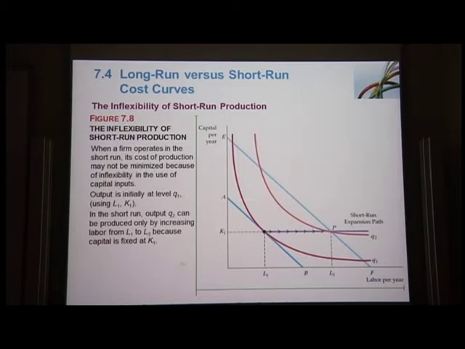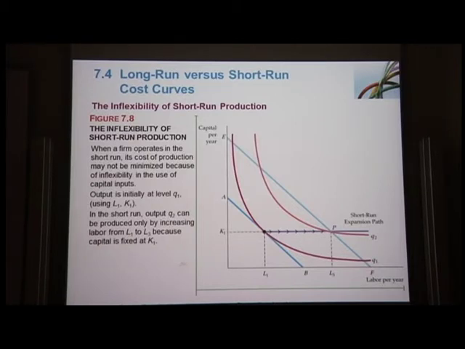So to move to isoquant Q2, a firm has to increase labor by employing labor from L1 to L3, right? Because capital is fixed. So it means that it will cost the firm more, because now you're on a different isocost. The previous isocost was AB. Now you're on isocost EF.